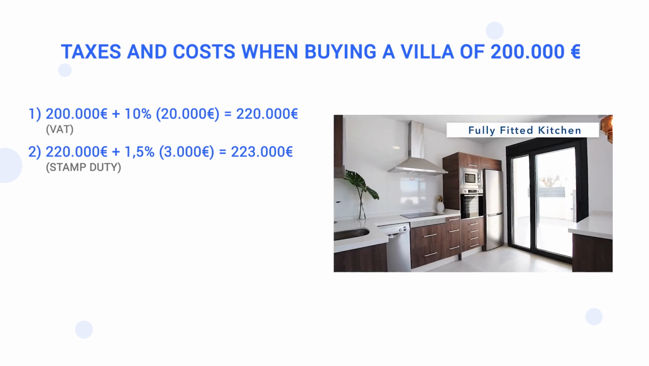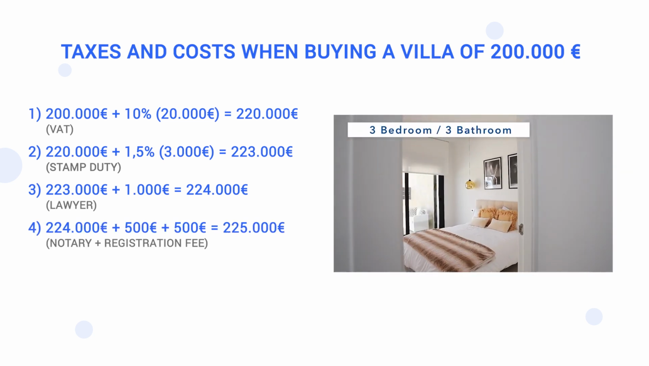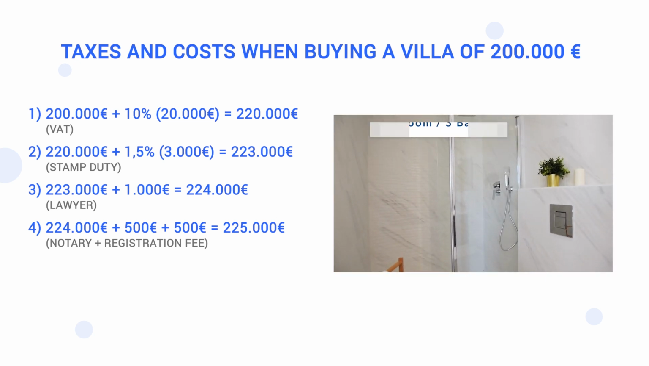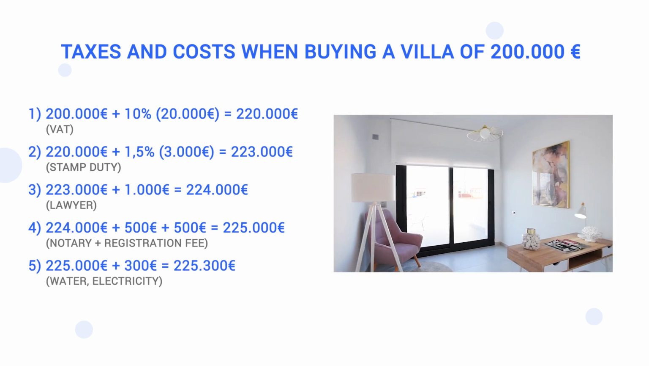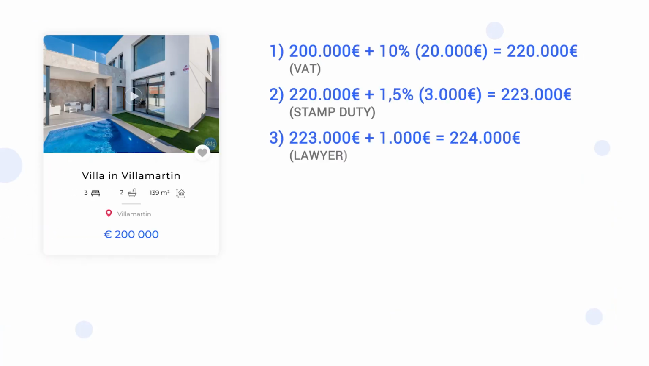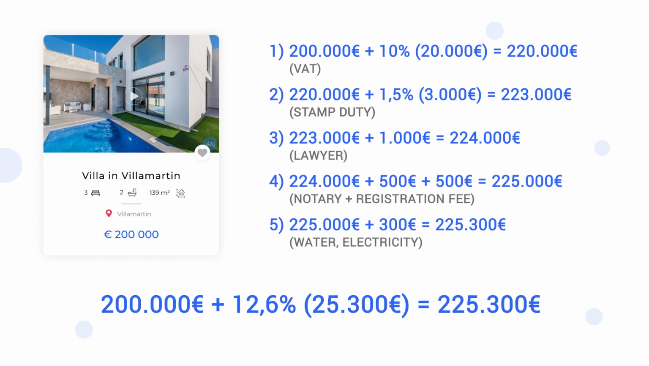Next, we add the lawyer services plus 1,000 euros, then the notary, 500, and the registration fee, which is the same, 500 euros. And finally, the connection of the networks for water and electricity, which is 300 euros. And that's all. Then we have the following situation. For a house that is worth 200,000 euros, when we add all the purchase taxes and costs, we have the final price of 225,300 euros. That is to say, we added another 12.6% to the value of our property.